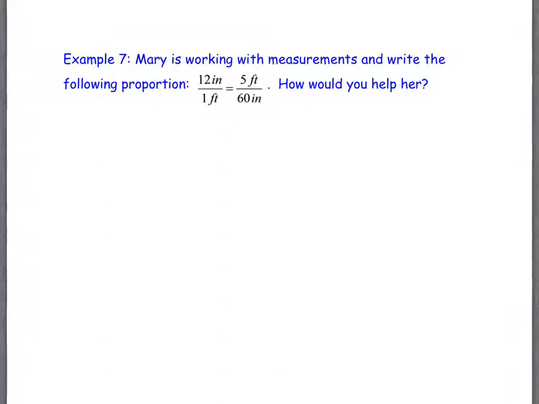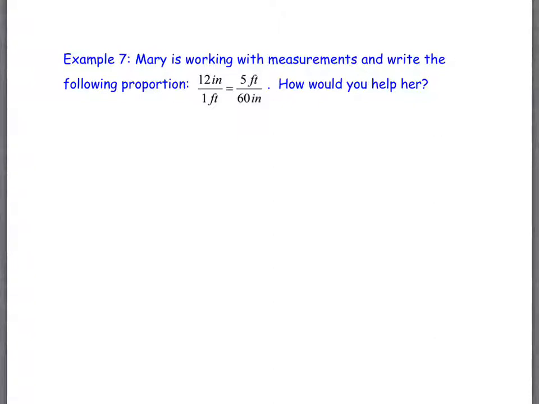All right, we've got a student working, and she's making an error. So figuring out students' errors is a very helpful thing to be able to do. Ari is working with measurements and writes the following proportion. 12 inches to 1 foot is equal to 5 feet to 60 inches. How would you help her?